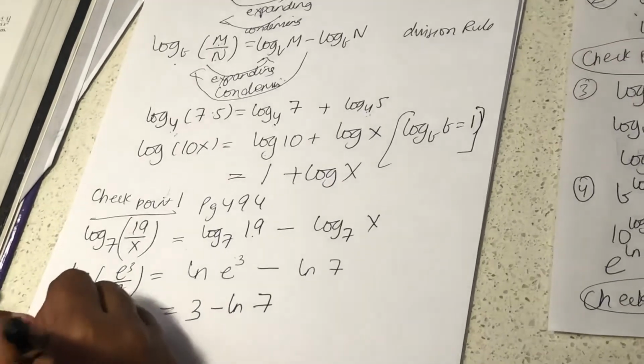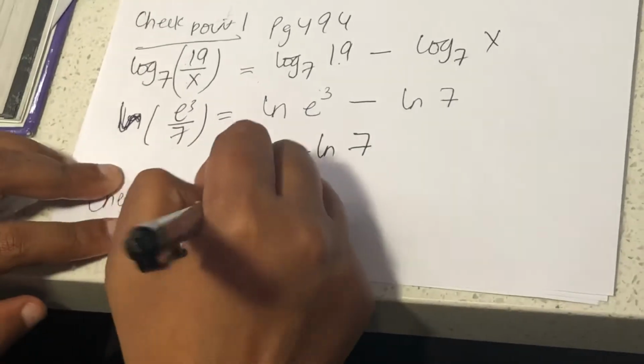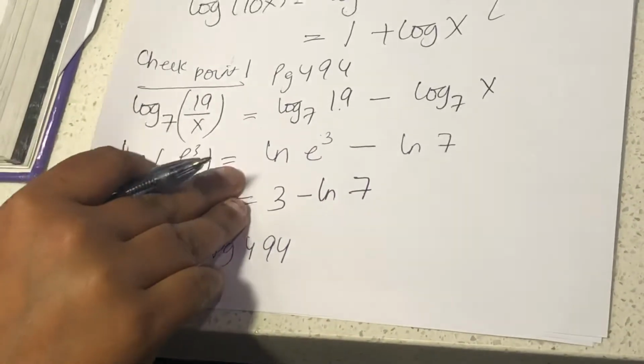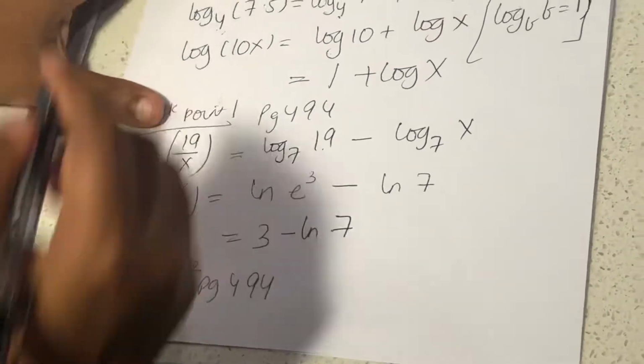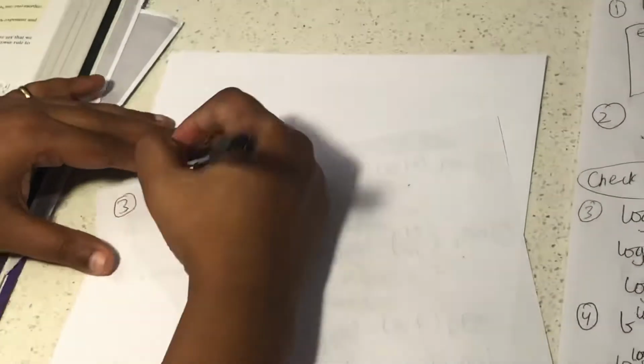That's how you do it. Once you've done this, I want you to try Checkpoint 2, page 494. That's what you're going to do. Next, once you're done with these two, Checkpoint 1 and Checkpoint 2, there is something exciting and very interesting: the power rule.